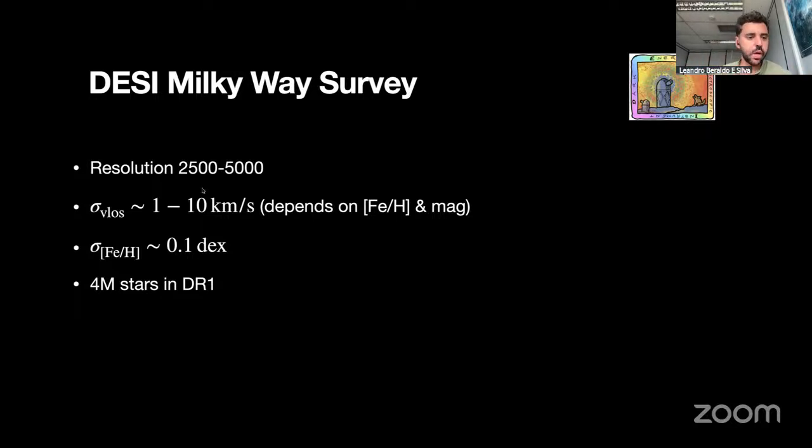It's really huge. But even with this low resolution, we have pretty good precision on the line of sight velocities, of order 1 kilometer per second or 5 or 10 kilometers per second. That depends on the metallicity and also on the magnitude. The precision on metallicity that we have for the estimates is on average 0.1 dex. Of course, for many stars, it is even better than that. And as I already said, we have 4 million stars just in the first data release.